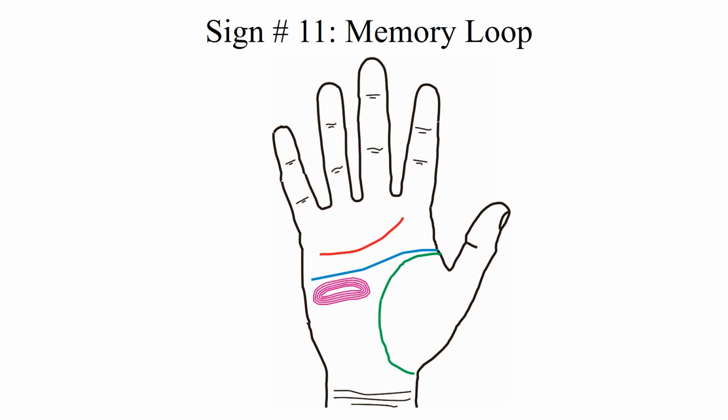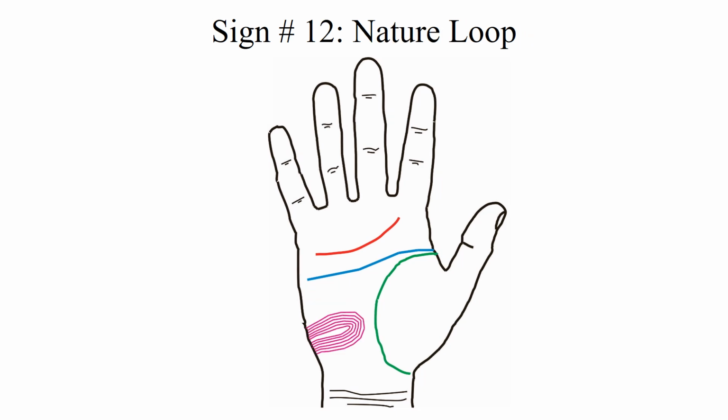Sign number 11. Memory loop. The memory loop can start from the middle of the palm, near or below the headline, then runs across the palm or downward, to terminate in Mount Upper Mars or on the upper edge of Mount Luna. The person, having this sign, would possess a very good memory, with the ability to photographically remember, accurately, distant past events.